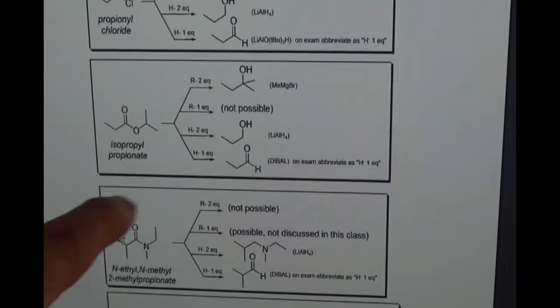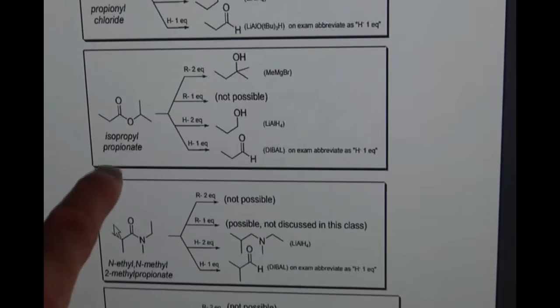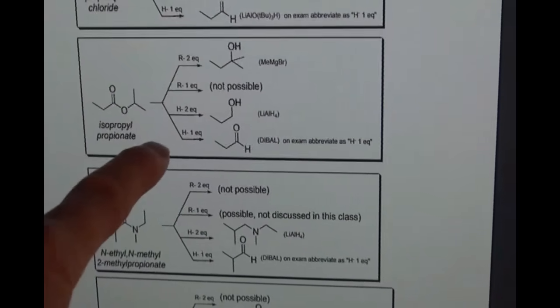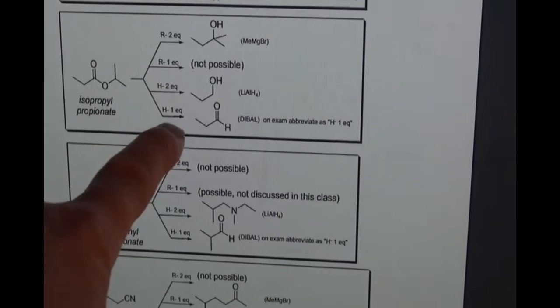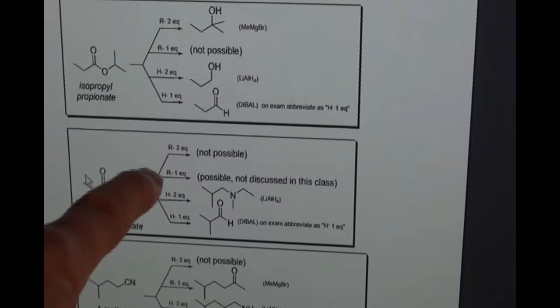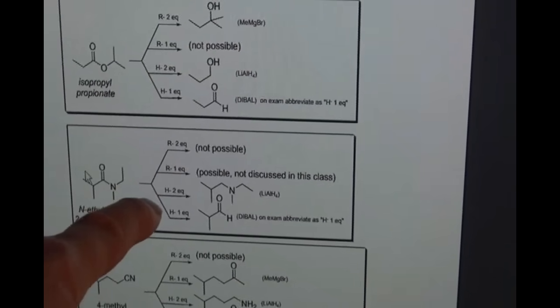For esters, you can do R minus 2 equivalents to make a tertiary alcohol. You can't do R minus 1 equivalent, but then for H minus, 2 equivalents you can do lithium aluminum hydride, and 1 equivalent is DIBAL. For amides, you have not learned any R minus stuff. You have learned the H minus things. Lithium aluminum hydride for 2 equivalents, DIBAL is 1 equivalent.